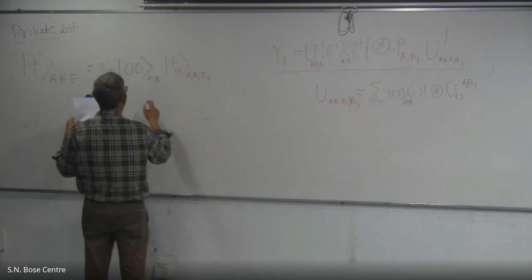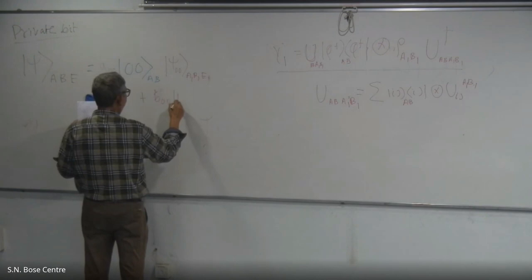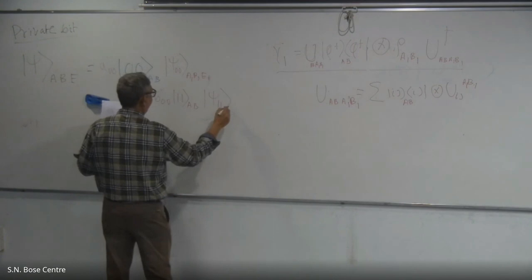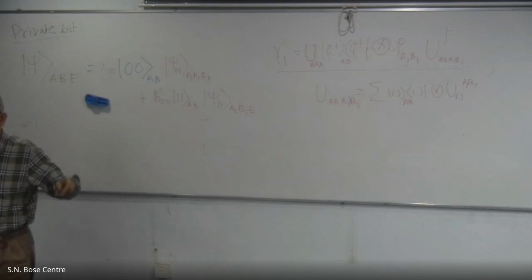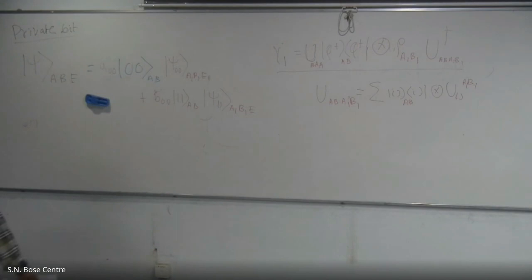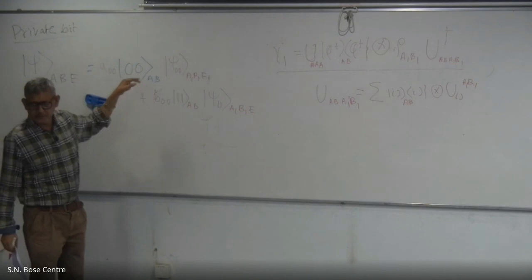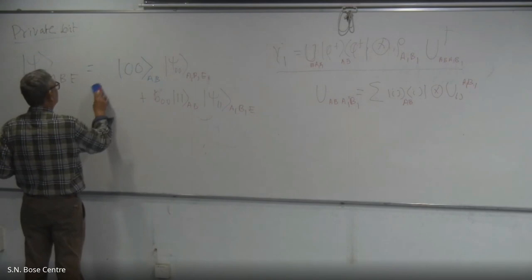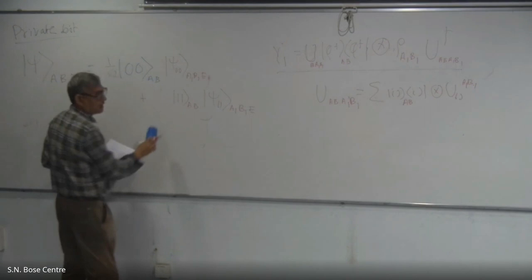I'm not writing the other terms. I could start with the most general, but there will be four terms. But already you know, we don't want 0, 1 and 1, 0. That's why we erase those terms. And also we make it so, because the number of zeros is equal.